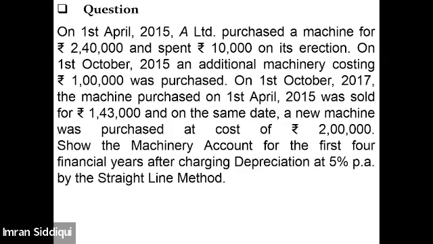All right then. So let's continue with the solution. Since the question is asking us to prepare the machinery account for the 4 financial years, we'll start with the year 2015-16 first, right? As the question starts with the information of 1st April 2015, we'll make the machinery account for 2015-16 first, and then for the next years 16-17, 17-18, and 18-19.